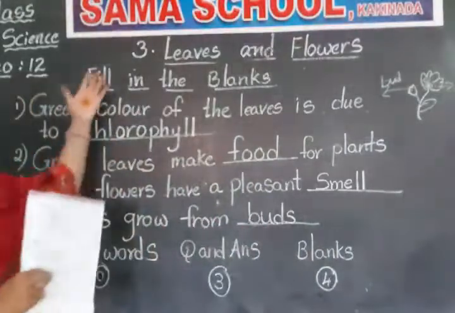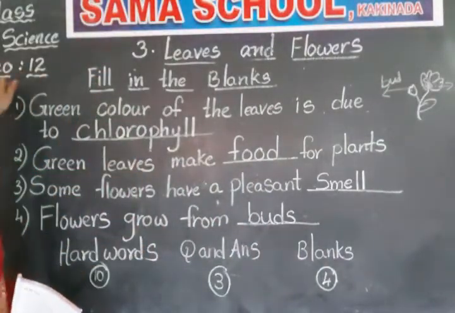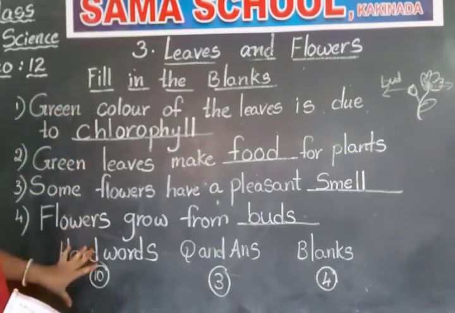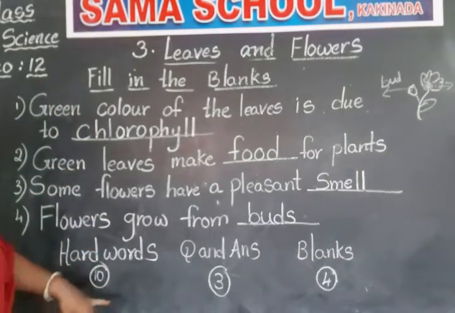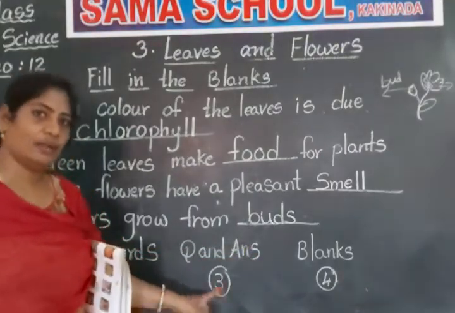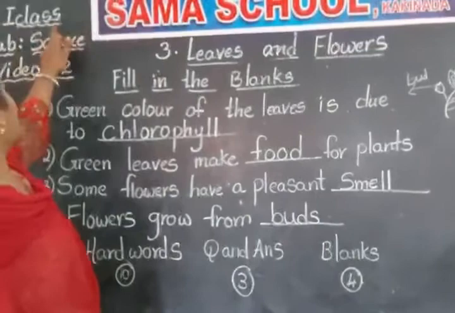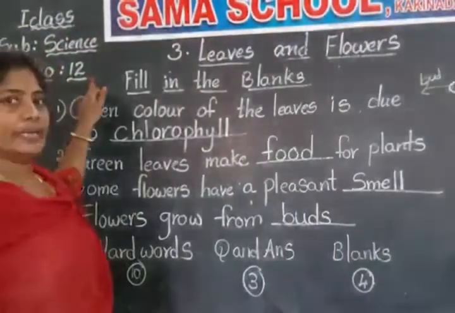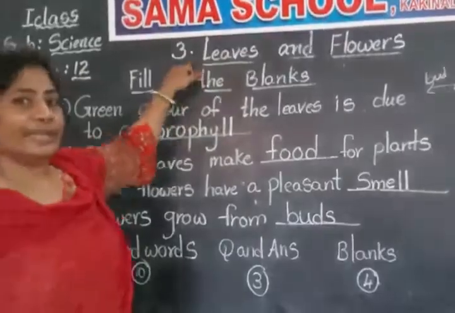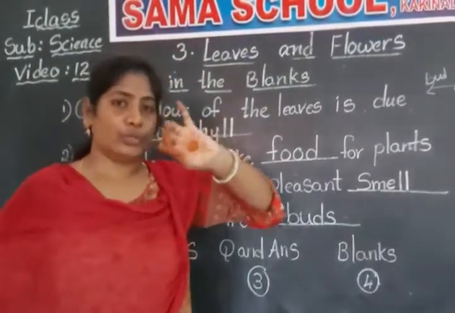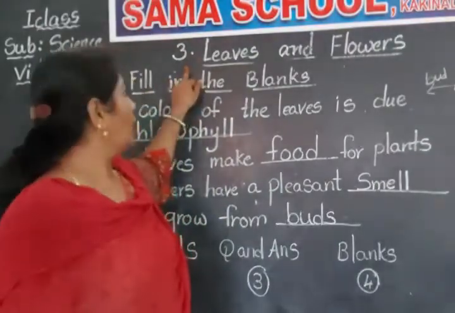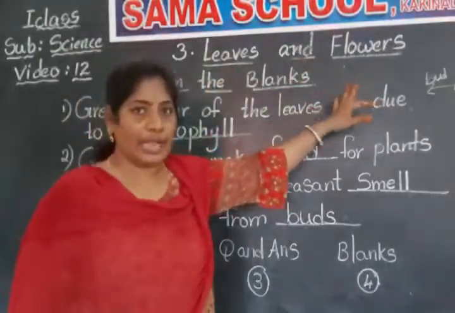Okay. This is the lesson. This is video number 12. Hard words, 10 are there. Question and answers, 3 are there. Blanks, 4 are there. Okay, children. This is the first class, subject science, video number 12. The third lesson I have already explained. Two lessons were in the previous videos, and this is the third, leaves and flowers.